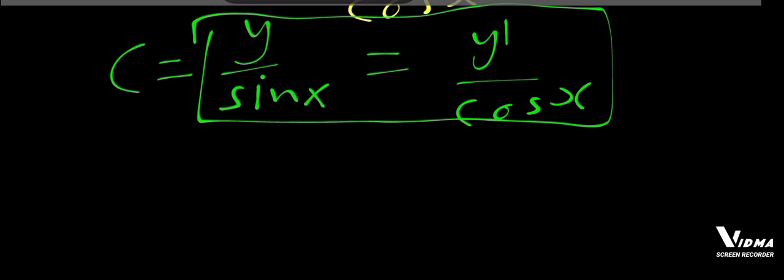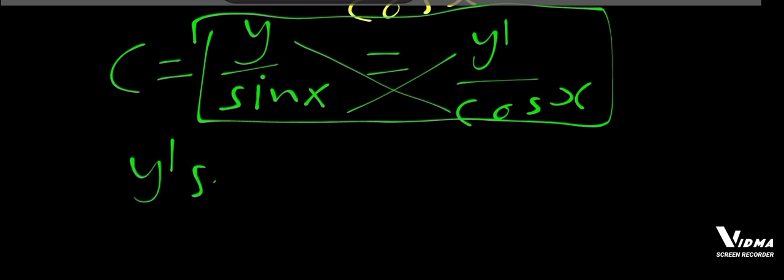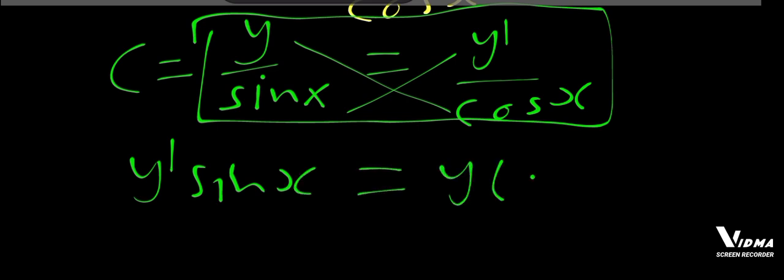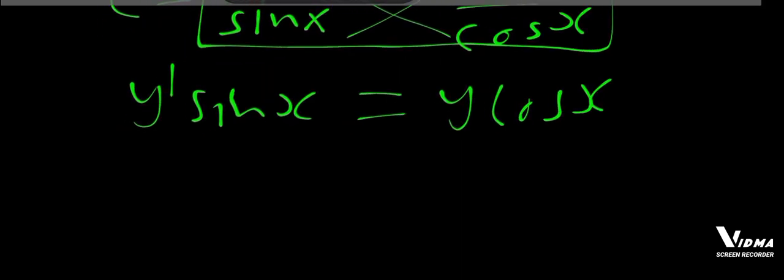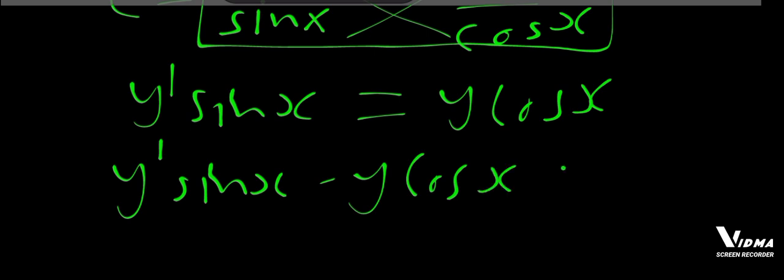We can decide to cross multiply. So sine x goes here, cos x goes here. So we'll end up with y prime sine x being equal to y cos x. Then we can write them as: y prime sine x minus y cos x being equal to 0.